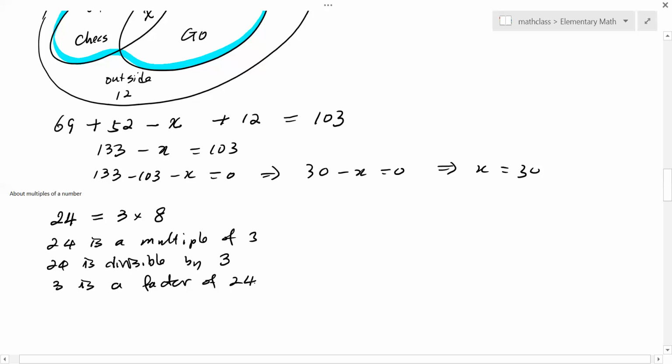Of course, you can continue to factor 8. That will be 2 times 2 times 2. And then 24 is also a multiple of 2, 24 is divisible by 2, and 2 is a factor of 24. Now, in the basic math class, maybe we're trying to count how many factors 24 has. That's a little bit complicated, there are just too many.